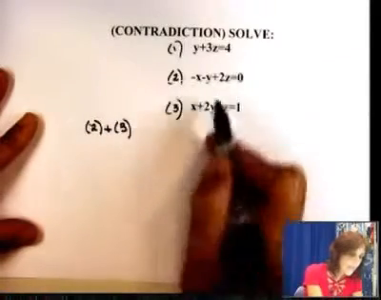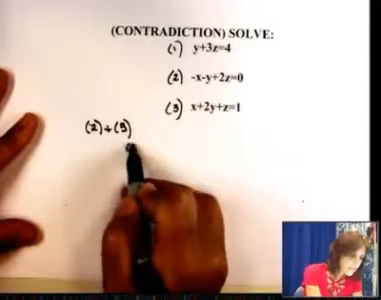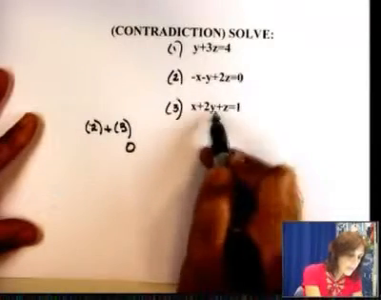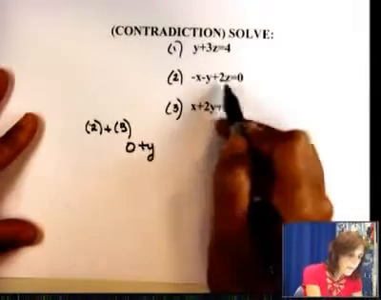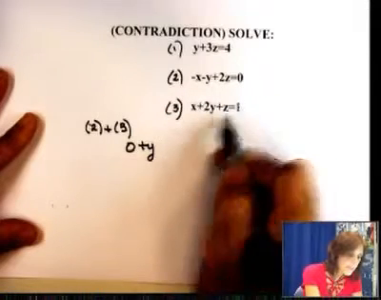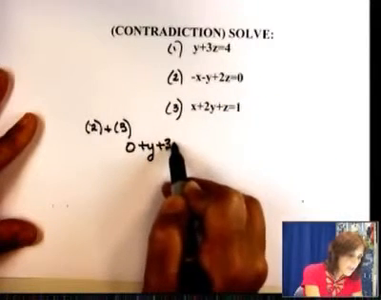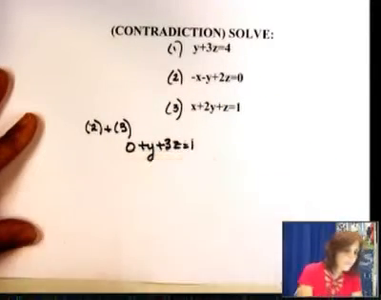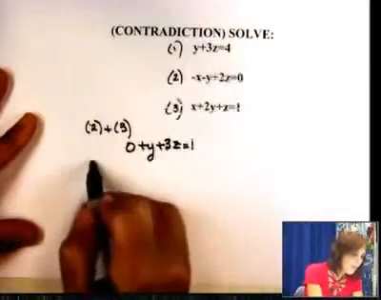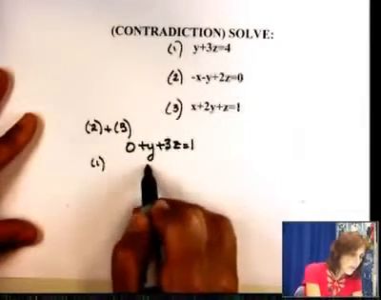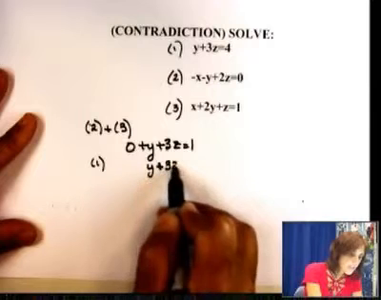Look what happens when I add: x minus x, that's 0. Negative y plus 2y, that's y. 2z plus z, that's 3z, equals 1. Now remember what the first equation looked like. That was y plus 3z equals 4.